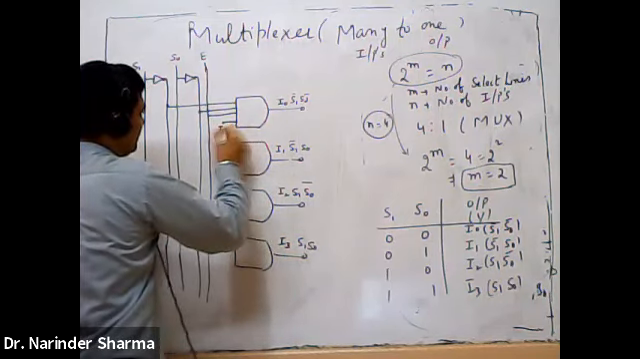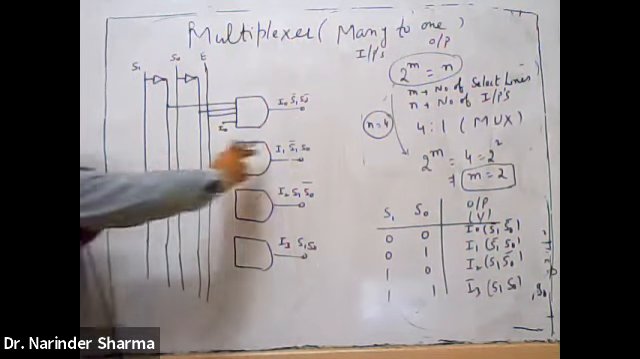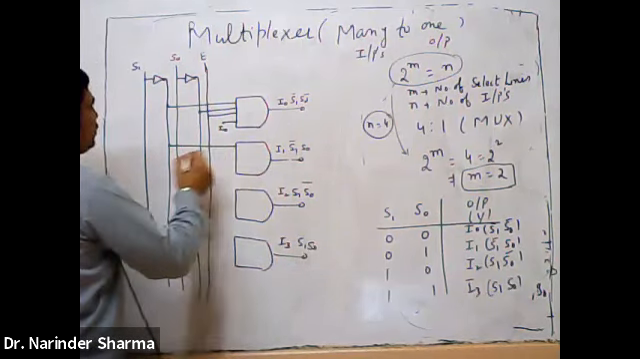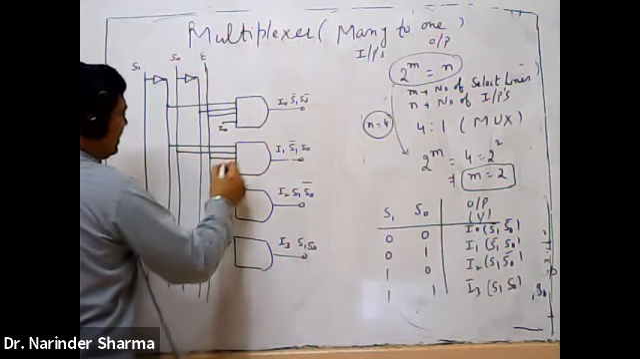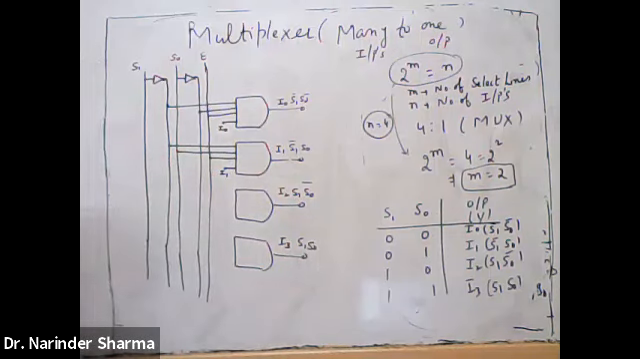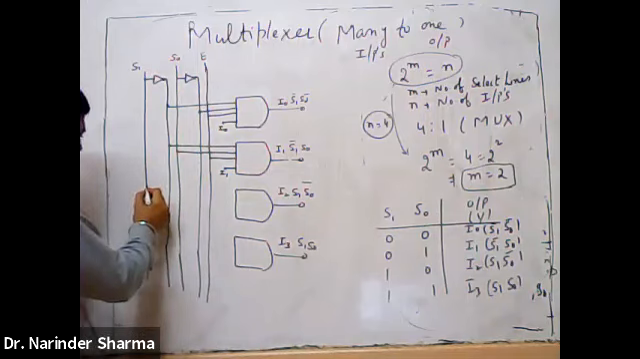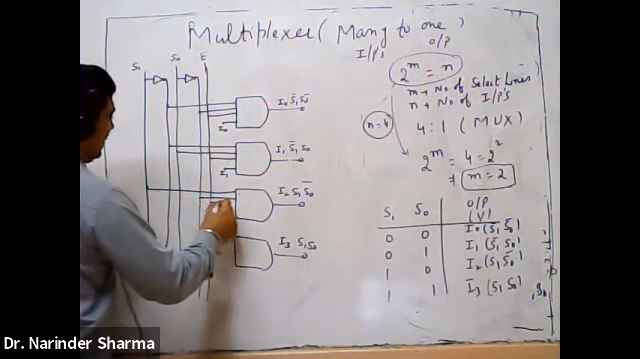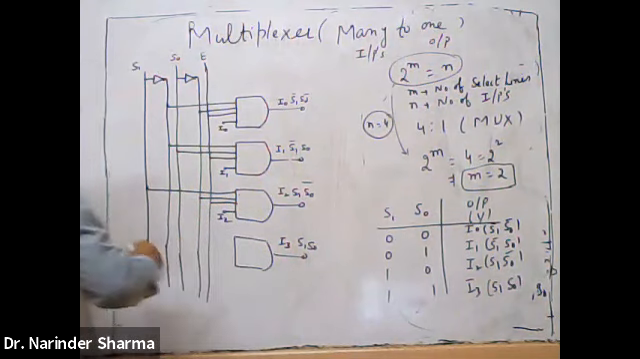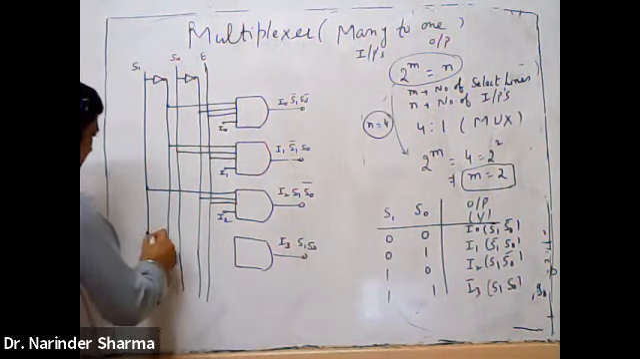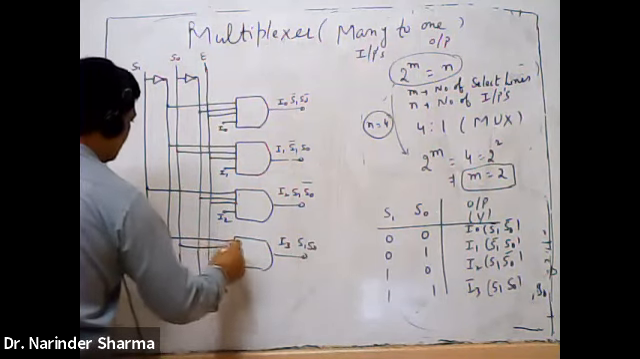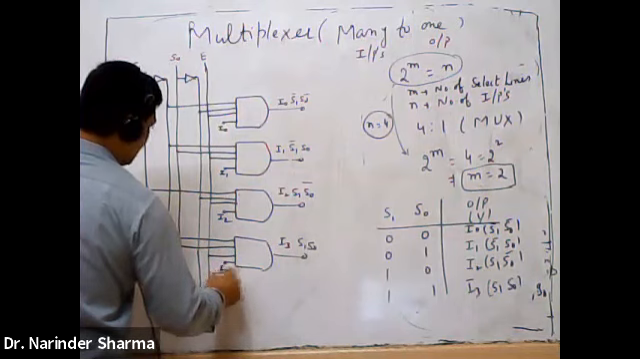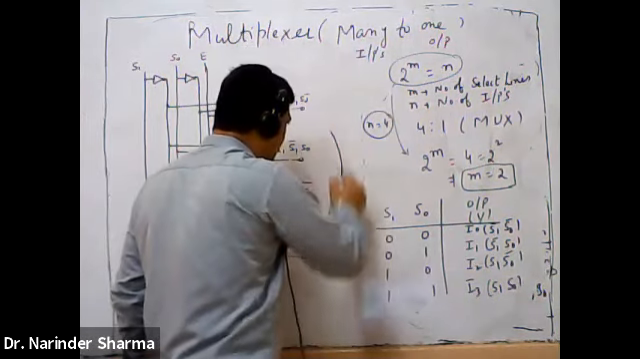Write your I0. That will give you this expression. Now there is I1, S1 bar, this would be your S1 bar, S0, this would be your S0. Enable is there. Next is I1. Now I2, S1, this would be your S1, S0 bar, this would be your S0 bar. Enable is there. Then I2. I3, S1. This is your S1. This is your S0. I3. Enable is there. And this is your I3.